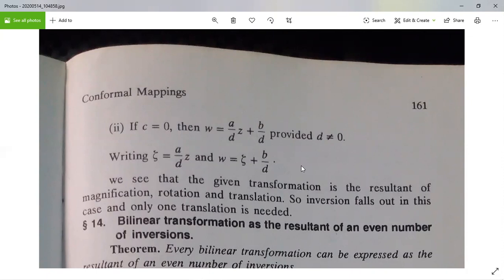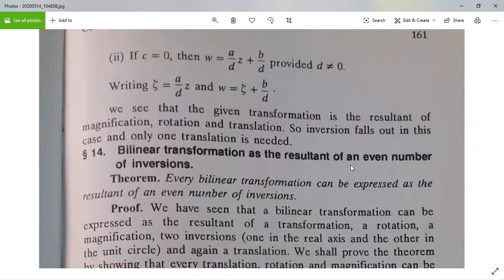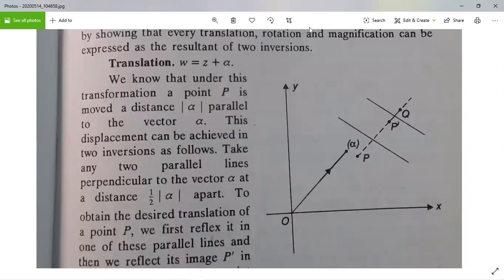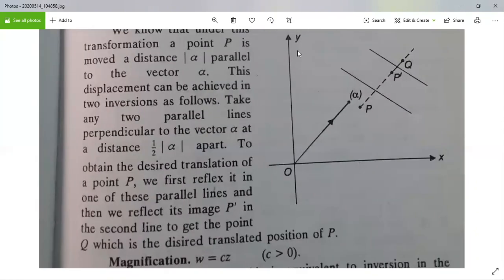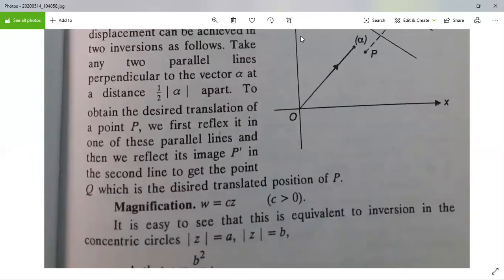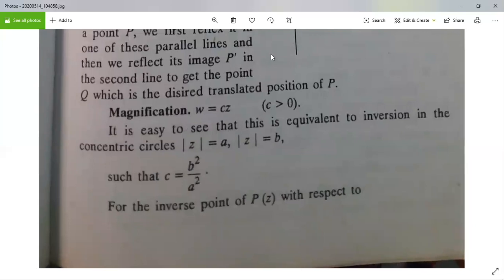These types of transformation can be done in various ways. One of them is the binary transformation as a resultant of an even number of inversions. Every binary transformation can be expressed as the resultant of an even number of inversions. The proof will be left. Two things are taken: first translation and then magnification. Then finally we got the result.